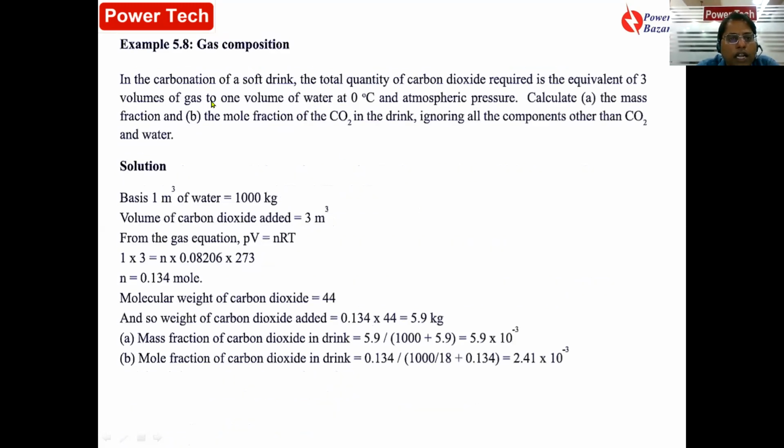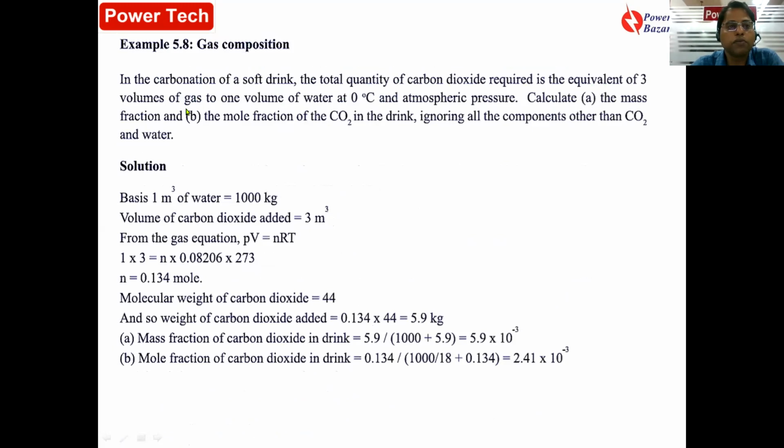Now let us do another gas composition problem. In the carbonation of a soft drink, the total quantity of carbon dioxide required is equivalent to 3 times the volume of gas to 1 volume of water at 0 degree centigrade and atmospheric pressure.